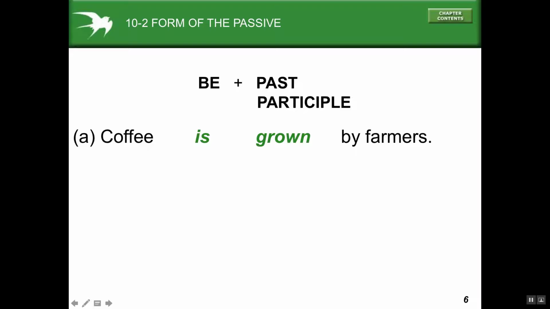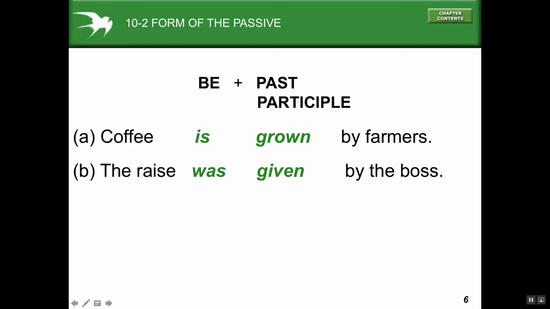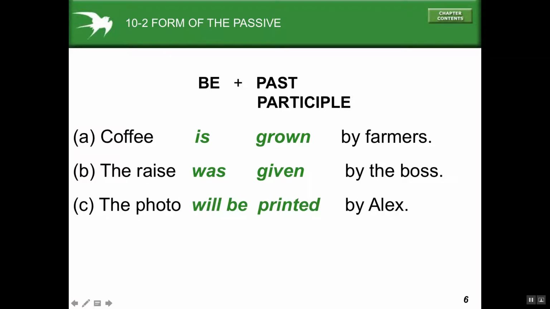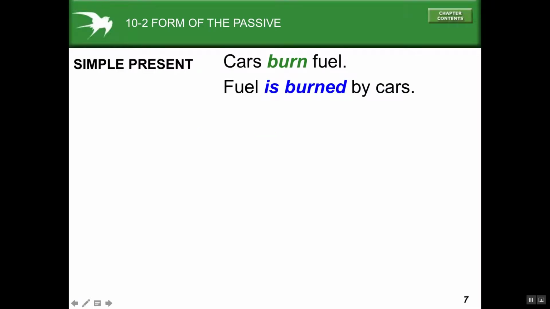And here we have a form of the verb be. Remember that we're always going to use the form of the verb be that matches the thing that's in the subject place. So we have coffee is grown by farmers. Another example, the raise was given by the boss. The photo will be printed by Alex.